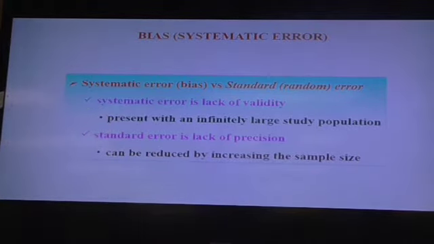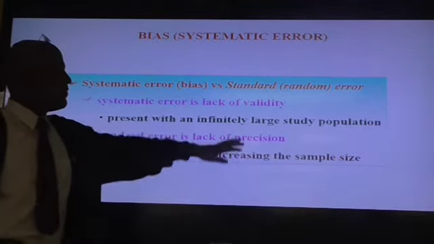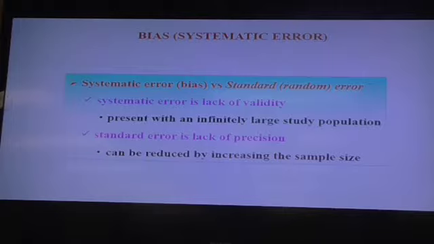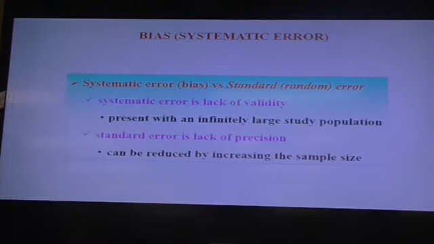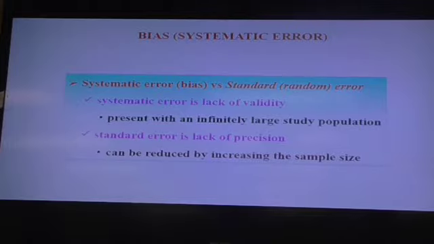So what is the difference between bias, or systematic error, and standard error or random error? Systematic error is a lack of validity. That means the finding is really not valid. If you see that there is a bias, either by confounding or any kind of error, then that invalidates the findings. As I said, you cannot reduce it by increasing your sample. If you increase the sample size, you just multiply that error.